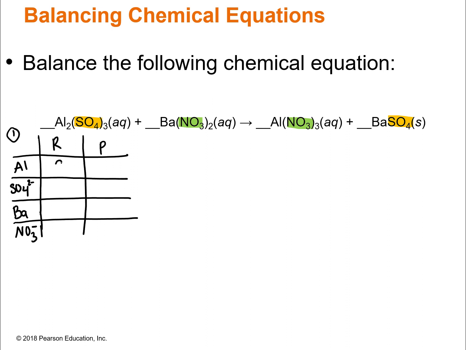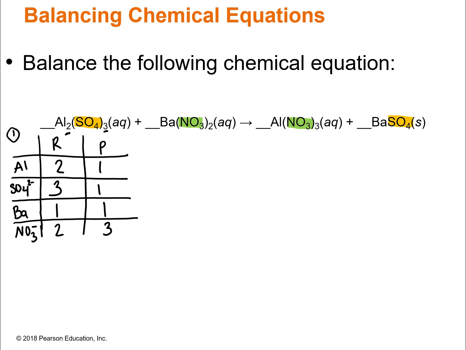So we're starting with 2 aluminums because of that subscript there. We've got 3 sulfates. Remember to look at the subscripts. Barium, there's only 1. Nitrate, we've got 2. Product side, 1 aluminum, 3 nitrates, 1 barium, 1 sulfate.